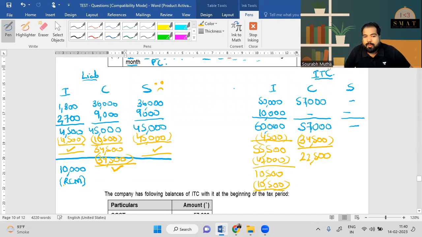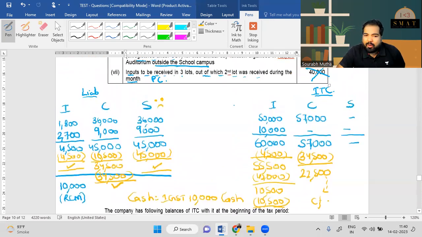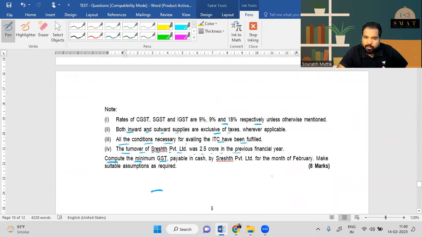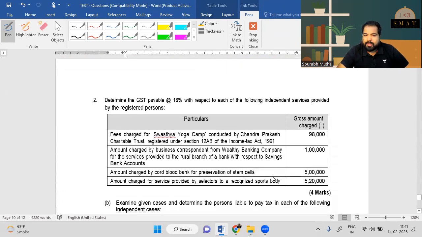Can I use this to pay my RCM? Sorry, you cannot. RCM has to be paid in cash. So the answer will be cash has to be paid. IGST 10,000 has to be paid in cash, and this 22,000 will be carried forward. Guys, I hope this is 8 marks of good understanding. No matter how they give it, if you understand purchase and supply and you understand exempt taxable, you'll be okay. Any questions, reach out to me on this. Moving ahead to the next one.